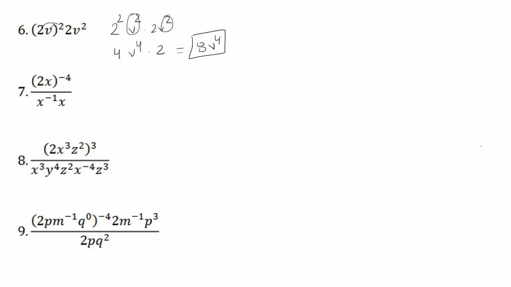For 7, you want to distribute the exponent to the 2 and the x. That's 2 to the negative 4, x to the negative 4. And then the bottom, you have x to the negative first times x. Here you just add the exponents, get x to the 0, which is just 1. And then 2 to the 4th comes down, as well as the x to the 4th, because they have negative exponents. Simplify, 2 to the 4th is 16, and that's 1 over 16 x to the 4th.